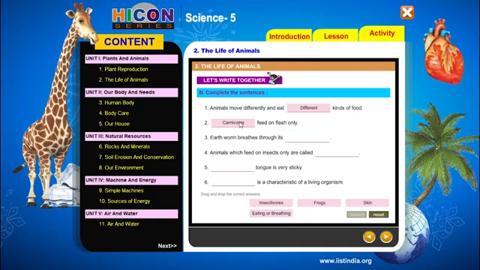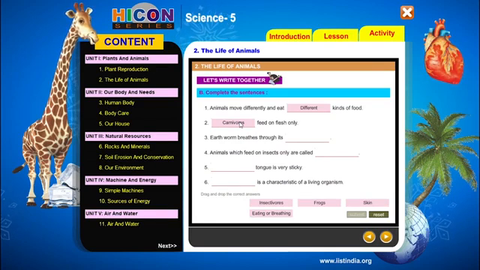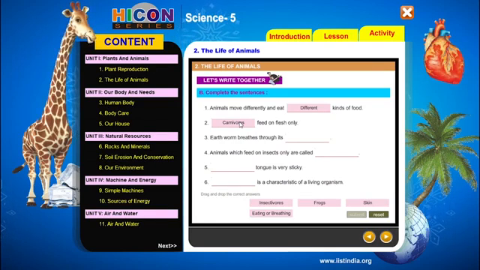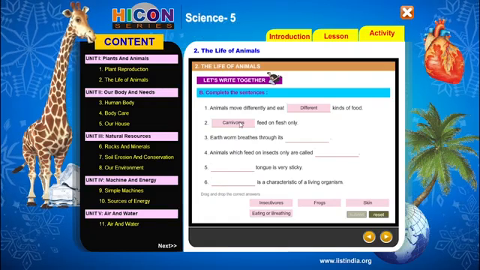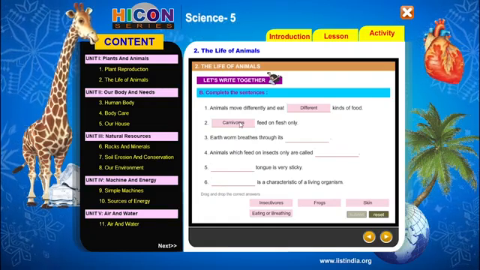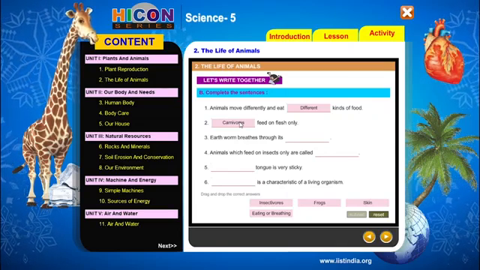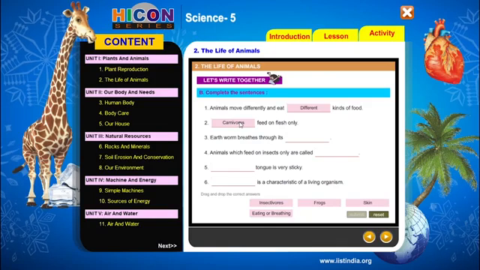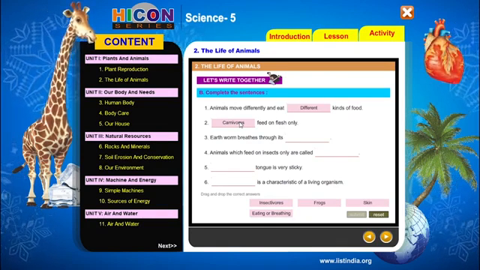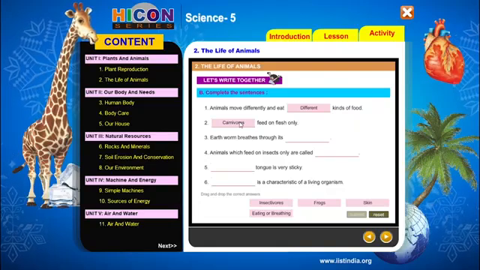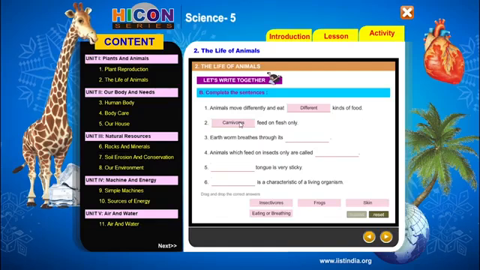Children, see the third sentence. Earthworm breathes through its dash. Already we have discussed that different animals have different breathing organs. Different animals will breathe through different organs. Some animals will breathe through their lungs and nose. Some animals will breathe through their skin. Some animals will breathe through their gills. Especially fish have gills and fish will breathe through their gills.